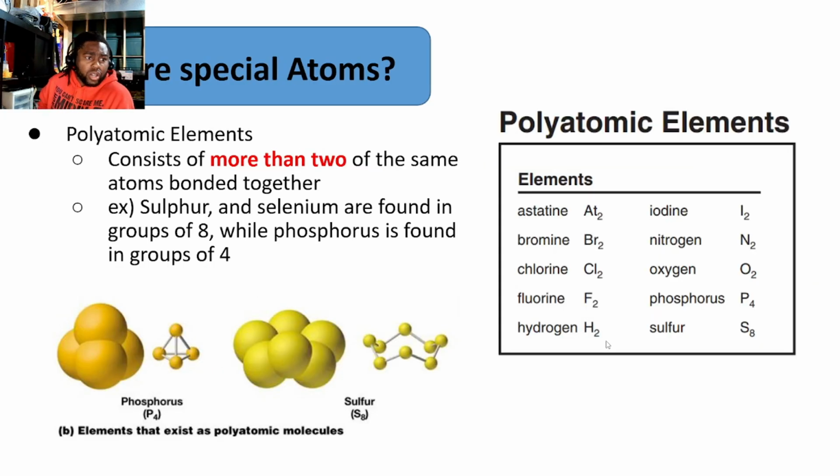Okay, what are special atoms? So they're polyatomic elements, so they consist of more than 2. Some of these guys are a little tricky. You typically are given these on a periodic table for your assessments. You typically don't have to memorize them, so I wouldn't stress memorizing them. But if you recognize them, obviously sulfur, you're looking at 8 sulfur atoms, and then phosphorus, looking at 4, and so on and so forth.